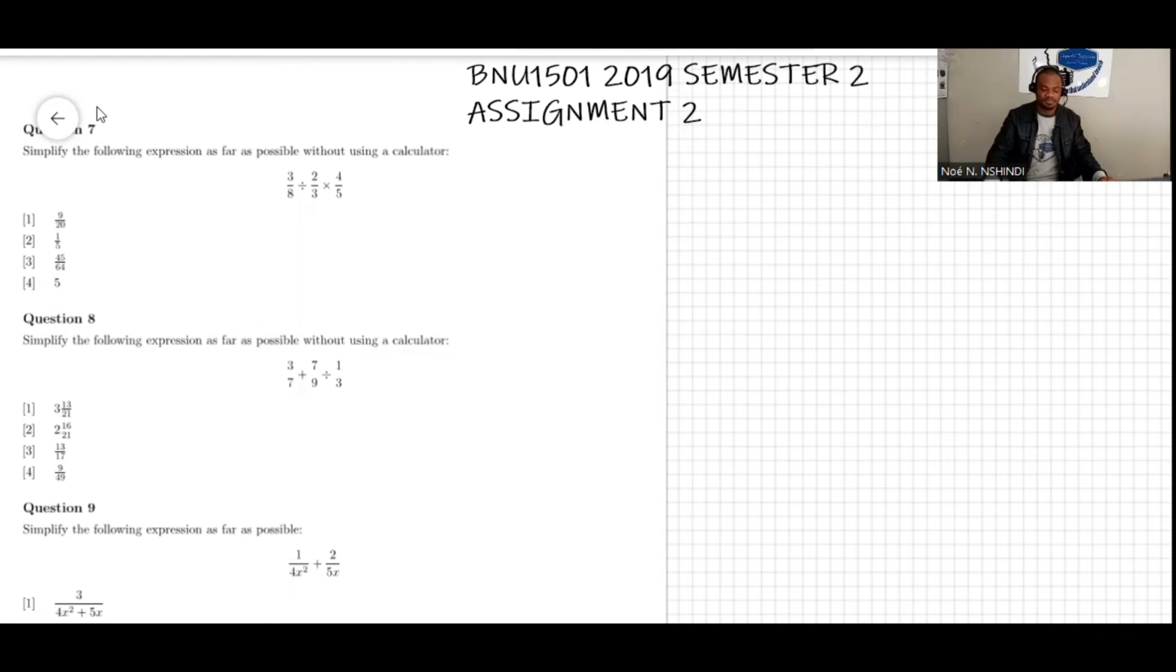All right, this expression consists of fractions with mixed operators like divide and times. So when we divide or times fractions, we don't need to find the LCM. We don't need to find a common denominator. We can just work them out as they are. So we have 3 over 8 divided by 2 over 3 times by 4 over 5.